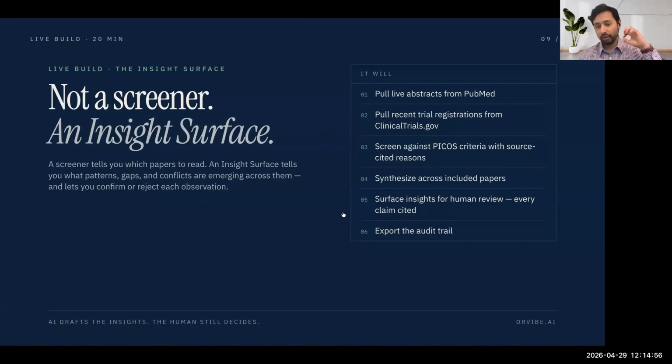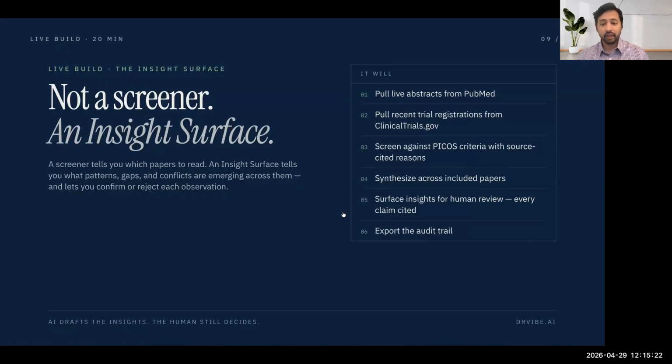So it'll pull abstracts from PubMed. It'll also pull recent trial registrations from clinicaltrials.gov, and then it'll screen these against PICOS criteria. And the PICOS criteria can be adjusted. PICOS, of course, is the set of criteria that we use in finding articles. And this can also be filtered out using an LLM, which we can try to do.